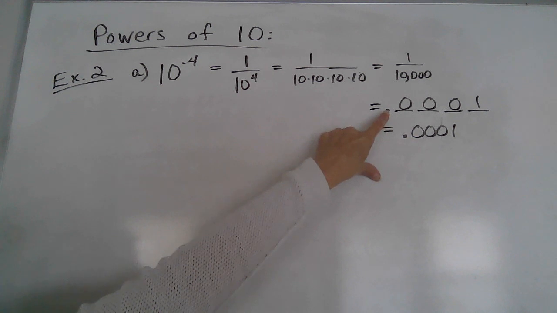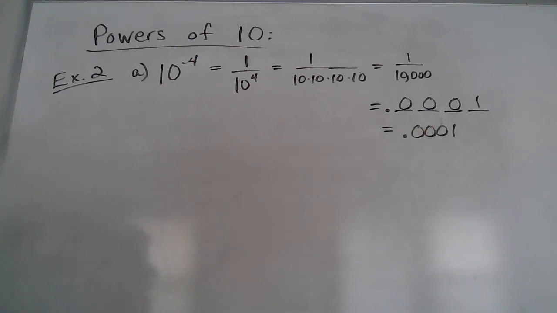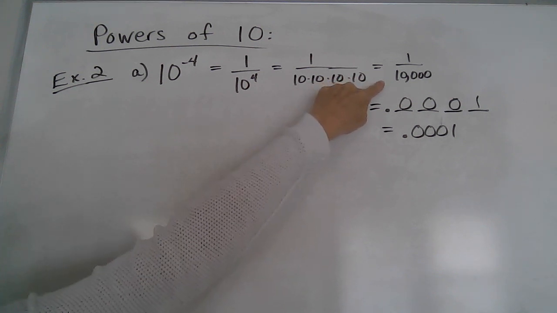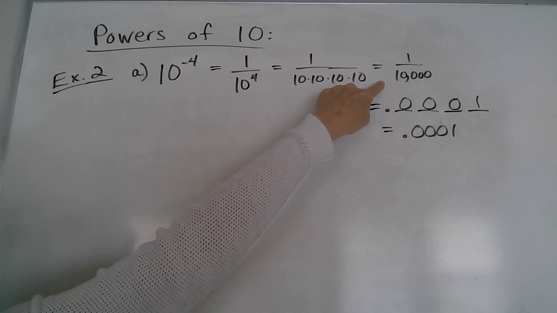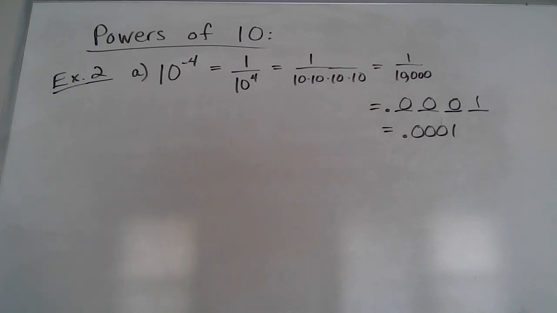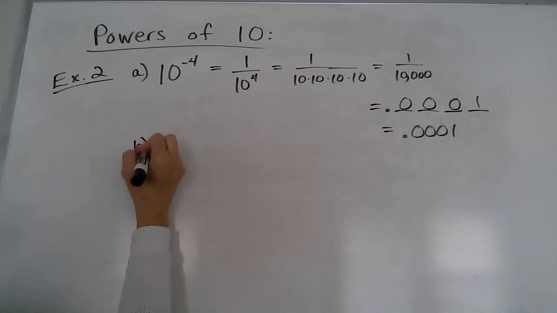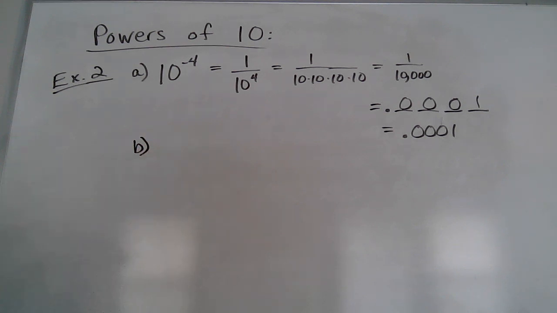Here's another example of how the power does not tell you how many zeros there are. The power tells you how many places you're moving past the decimal. In this case, we're moving past the decimal to create a very small number, which 1/10,000th definitely is. In our previous problems, we were moving the decimals to create large numbers, and we'll talk more about that in a second.